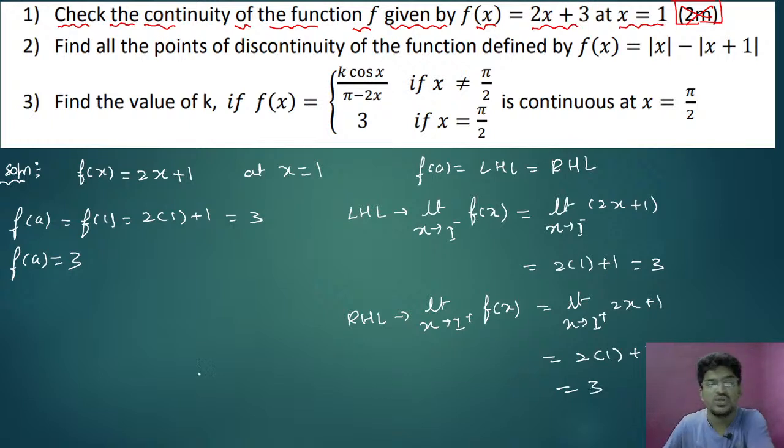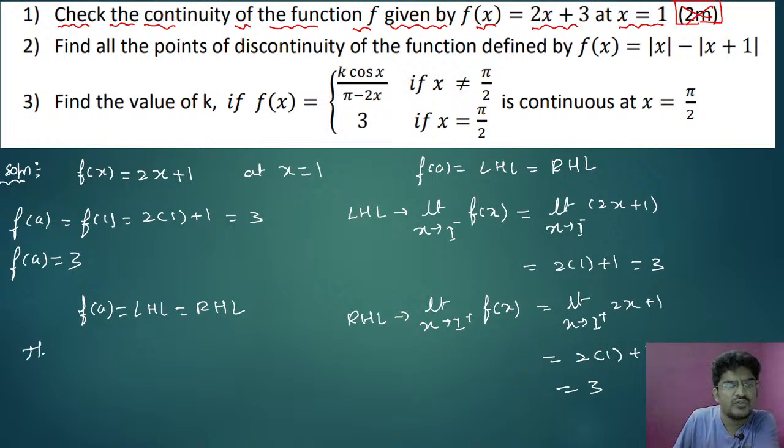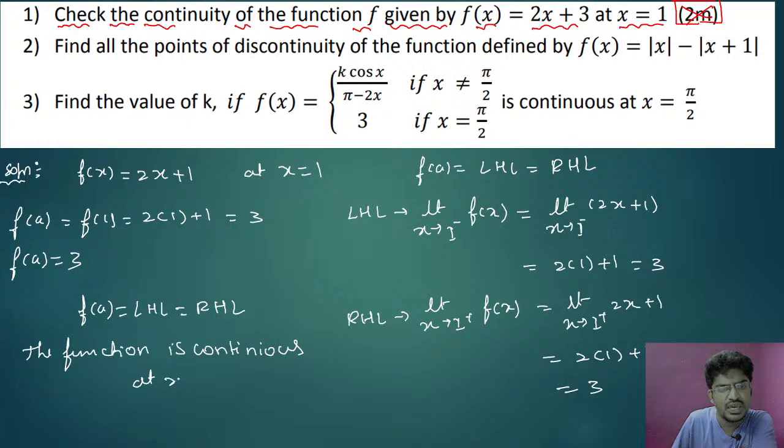So you can see that f of a is 3, equal to LHL which is again 3, and that is equal to RHL which is again 3. So f of a equal to LHL equal to RHL, therefore the given function is continuous at x equal to 1. Clear? So this is our required answer.